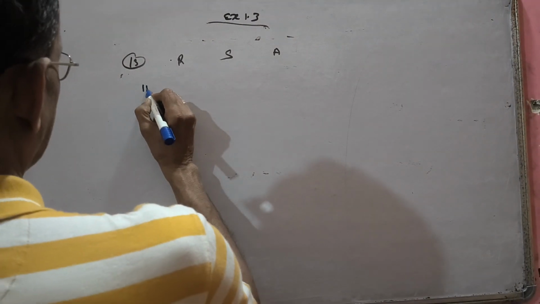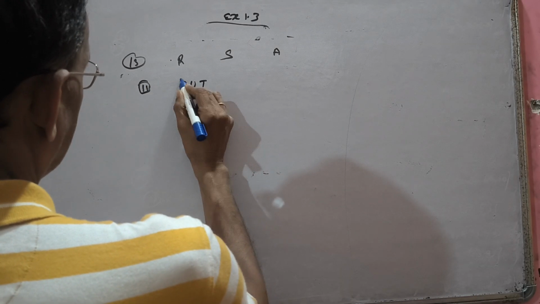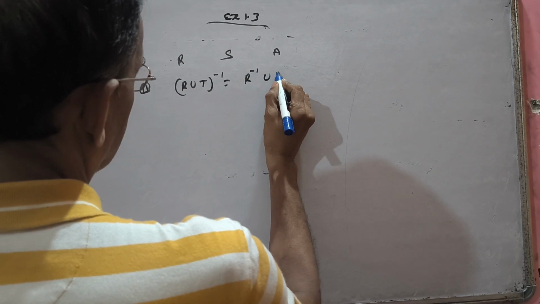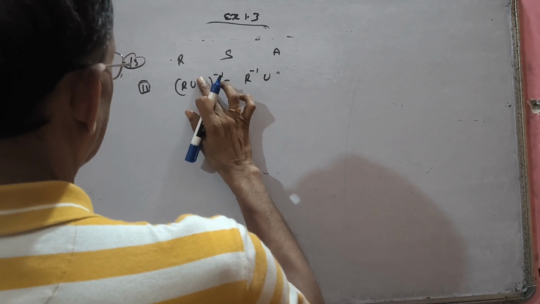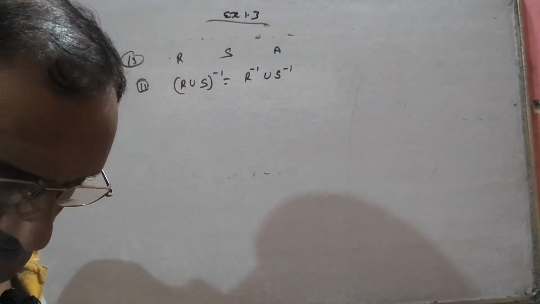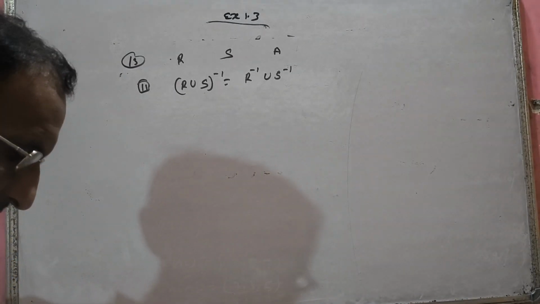In number 2, we have to show that (R union S) whole inverse is equal to R inverse union S inverse. Just like last time, very simple, we have to give both way implication by the shortcut method.